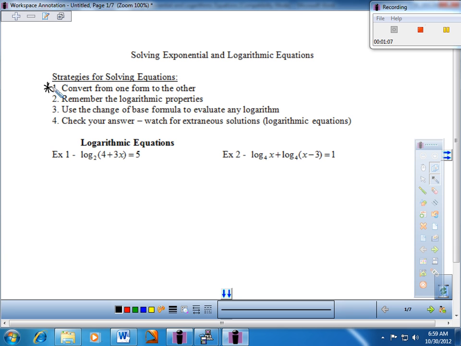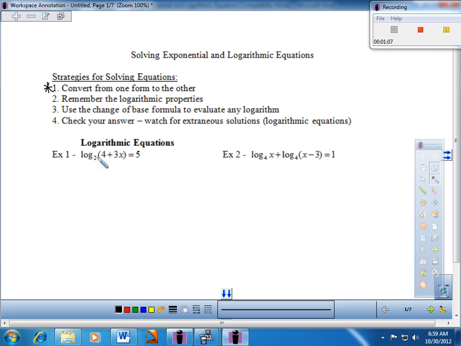So here we go. Example 1. This reads log base 2 of (4 plus 3x) equals 5. If you notice, the variable here, what we're trying to solve for at this point in time, is stuck as the input of the logarithm. And I can't really have that. I need to be able to free that up and isolate it and get it by itself to solve for it. So here's how we're going to play it out.